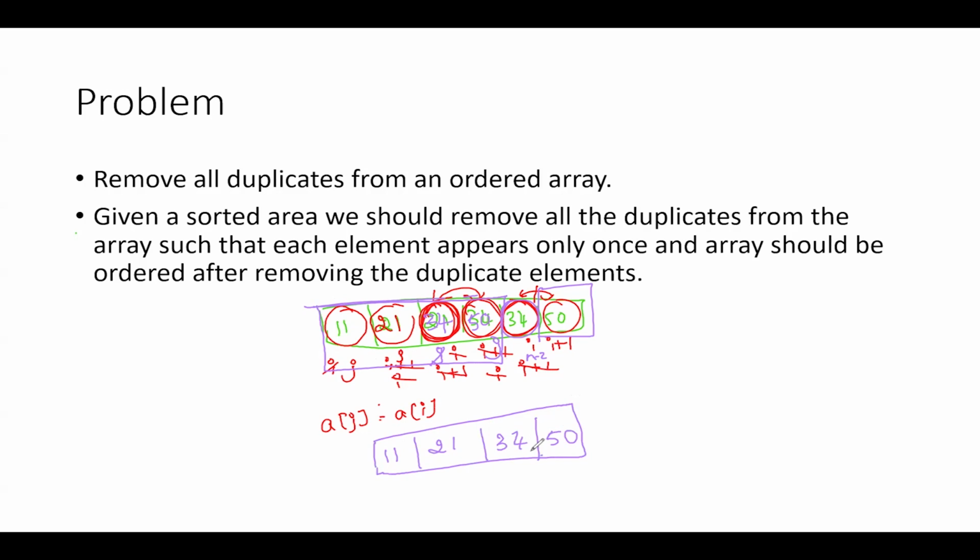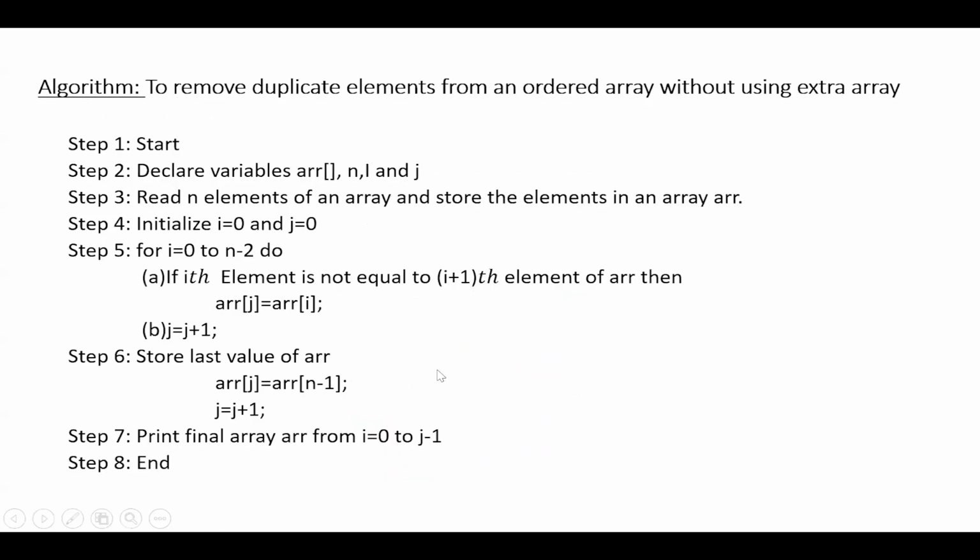All right, now let us see the algorithm and iterate the same values once again. As you can see, this is the algorithm. I start by declaring variables: the array, as well as n, i and j. Let me take the values 11, 21, 21, 34, 34 and 50. Read n elements from the array. We have read the n elements. Initialize i equal to 0 and j equal to 0. Initially i is 0 and j is 0.